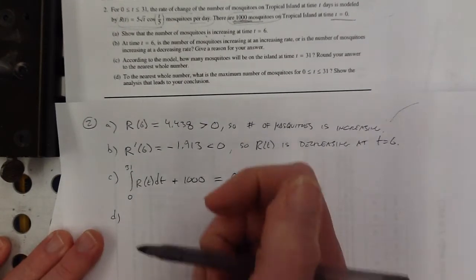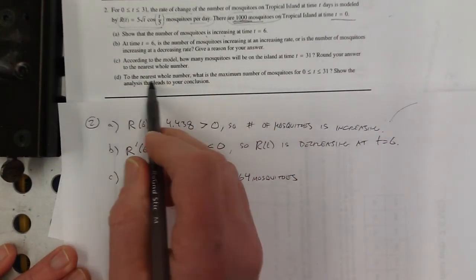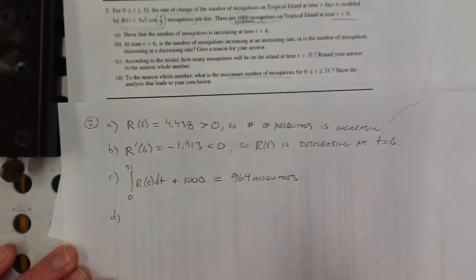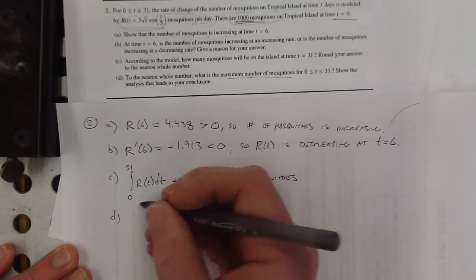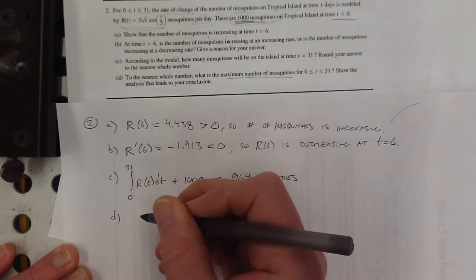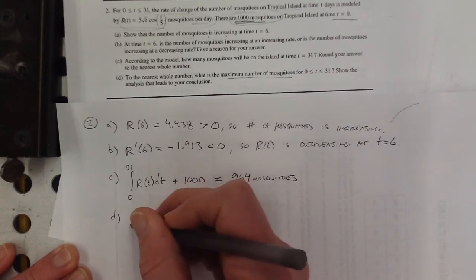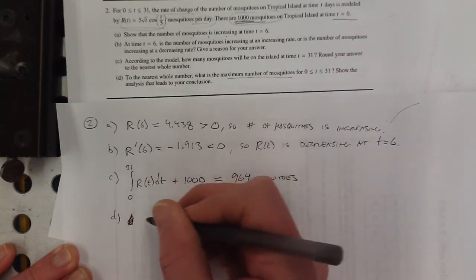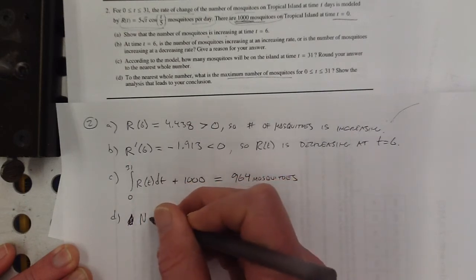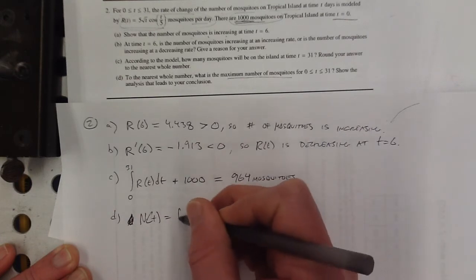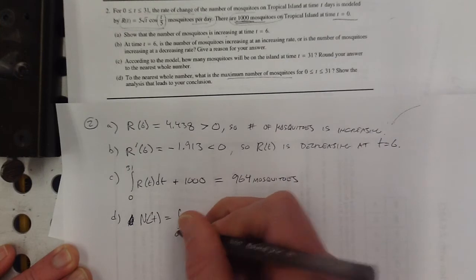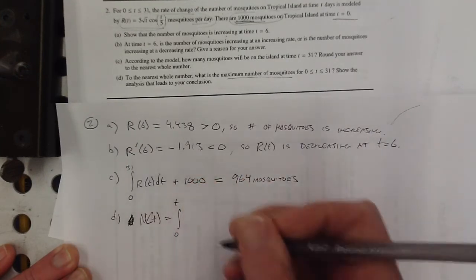All right. Last part. To the nearest whole number, what is the maximum number of mosquitoes? So the number of mosquitoes, let's just call it number of mosquitoes at time t, would be equal to, this is really similar to what we did in the first one in this video, I believe, the integral from 0 to time t, exactly what we did here.